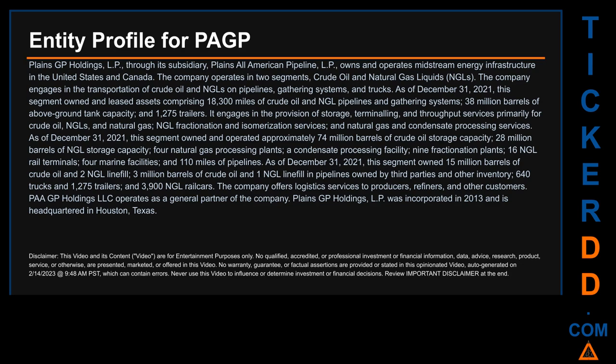As of December 31, 2021, this segment owned 15 million barrels of crude oil and 2 NGL linefill, 3 million barrels of crude oil and 1 NGL linefill in pipelines owned by third parties and other inventory, 640 trucks and 1,275 trailers, and 3,900 NGL railcars. The company offers logistics services to producers, refiners, and other customers. PAGP Holdings LLC operates as a general partner of the company. Plains GP Holdings, LP was incorporated in 2013 and is headquartered in Houston, Texas.